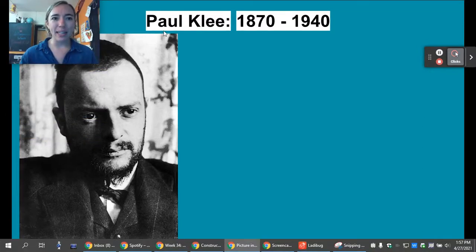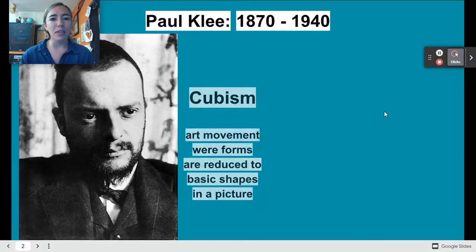Now, this is how you spell his name, and it might look like it's pronounced Paul Klee, but it's actually pronounced Paul Klay. And he was a German and Swiss artist who lived from 1870 to 1940. His paintings were mostly influenced by cubism, expressionism, and surrealism, which are all art movements. But cubism, let's focus mostly on this one. That was an art movement where forms are reduced to basic shapes in a picture.